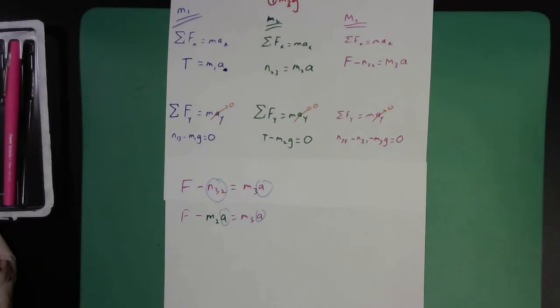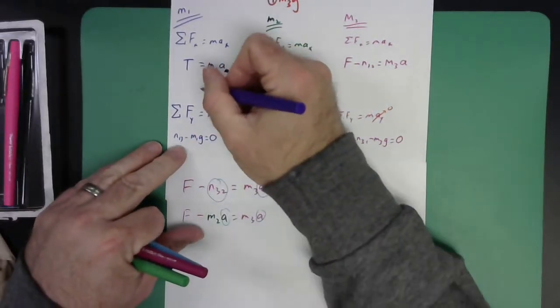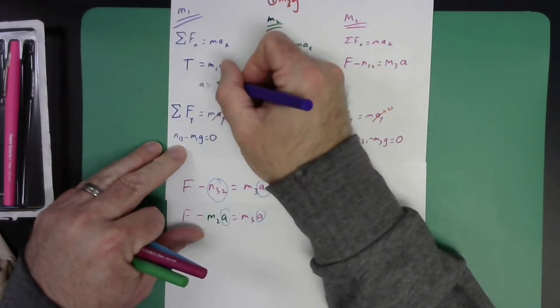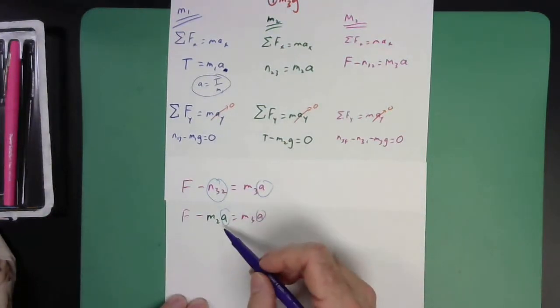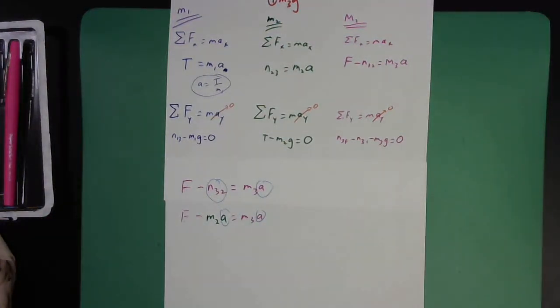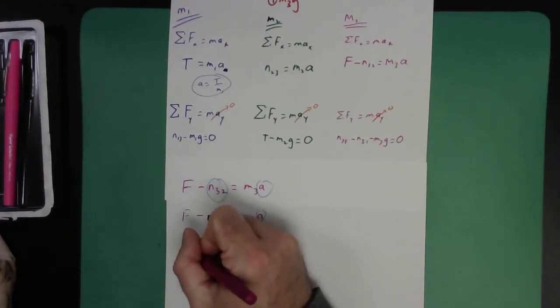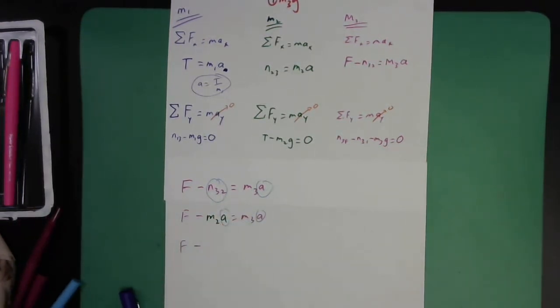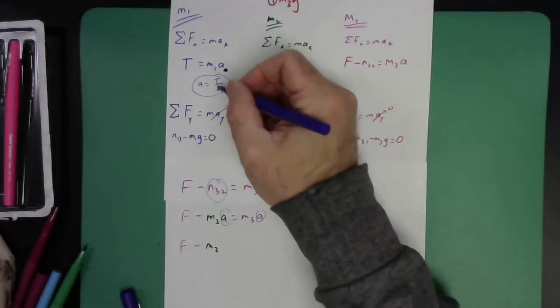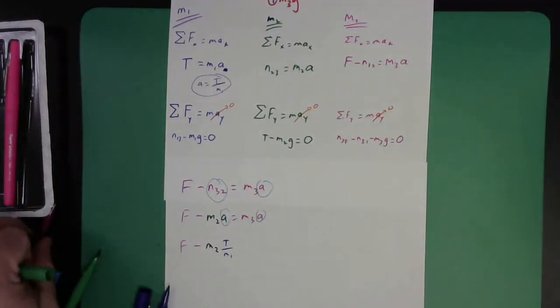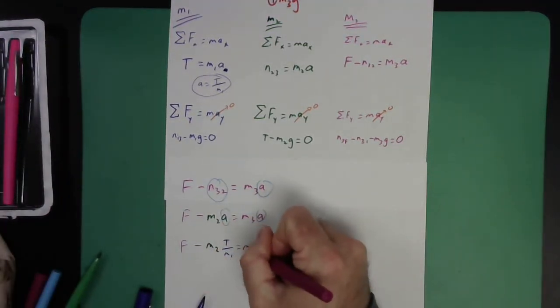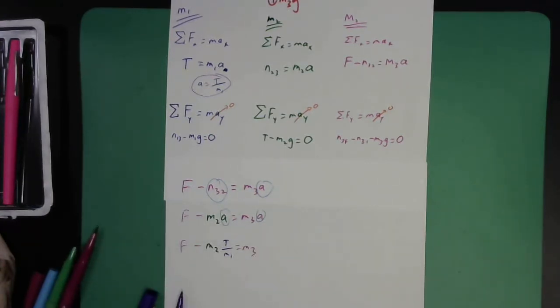So I'm going to have no choice. I'm going to substitute in, can I rearrange this real quick? Yeah, rearrange. A is T over m1. Okay, so I'm going to substitute that in here for a. So I'm going to have T over m1, right? And again, a is T over m1.